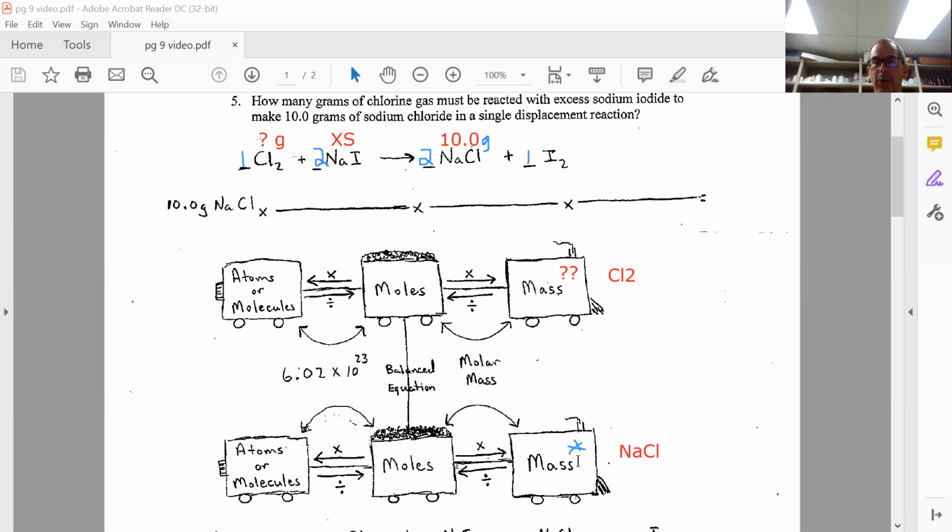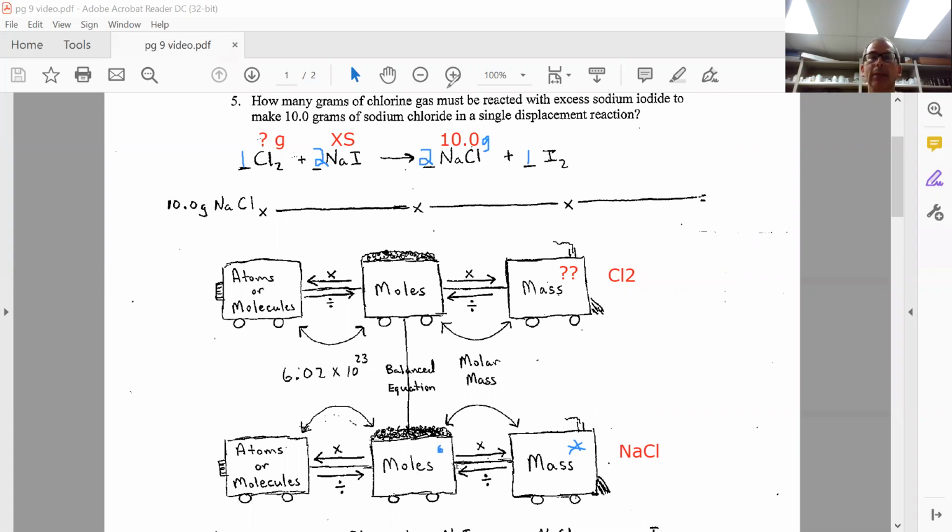So this looks like a typical mass to mass problem. And you can't go straight there because the balanced equation doesn't compare grams. You have to go grams to moles, moles to moles, and moles to grams. That's why there's 1, 2, 3 steps right here. So we're going to model that process. And the first thing I'm going to do is take my 10 grams of NaCl, which we know. The next stop is to go to moles. So we're going over here. How do we go from grams to moles? We divide by the molar mass.